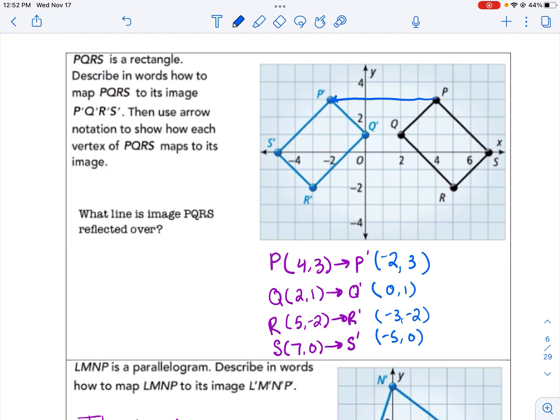What line is the image reflected over? Well, to find the line of reflection, if I go from P to P prime, I went 1, 2, 3, 4, 5, 6 units, and reflection is always halfway between there. So half of 6 is 3, so this line right here, see how I go 1, 2, 3? There's my line. That line is my line of reflection, so the line of reflection in this case is x equals 1.